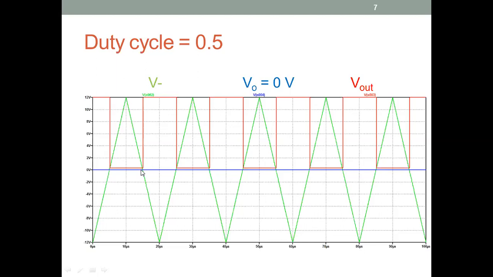So here, for the output of the gain of 100 amplifier to be 0 volts, the duty cycle is 0.5, because this triangle wave goes from plus 12 to minus 12. The DC voltage is exactly at the middle, so the duty cycle is 0.5.